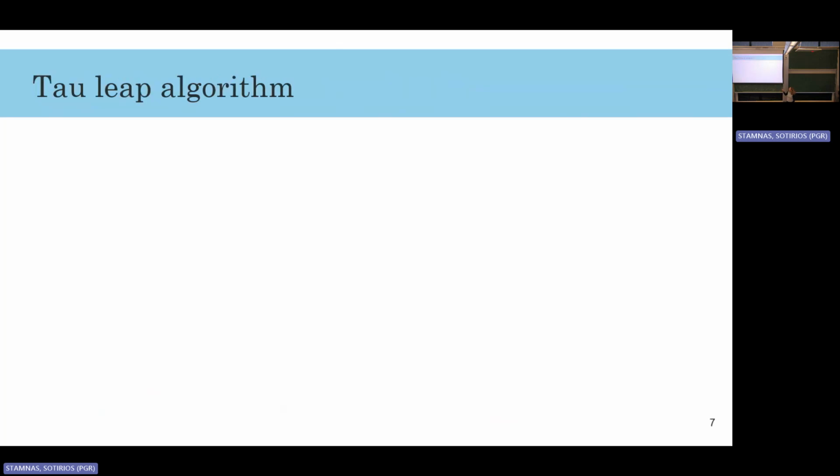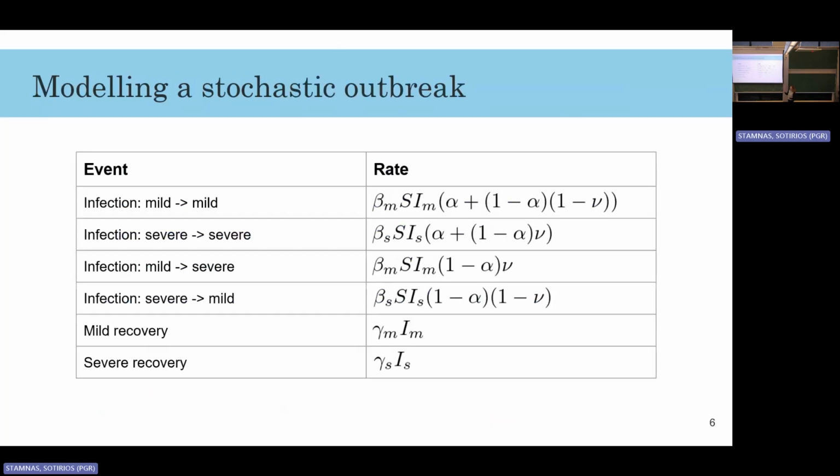In this work, we use the tau-leaping algorithm. The easiest way of doing this, and I guess the most exact way of modeling this, would be to use the Gillespie algorithm, where basically at each time step you have 1 possible event that can happen, and the probability of each event happening is just proportional to its rate. So you would add up all these rates, and then the probability of, say, infection from mild to mild would be this rate divided by the total rate.